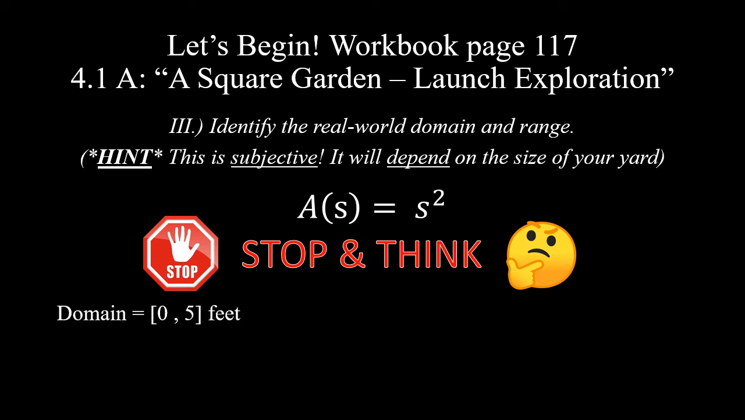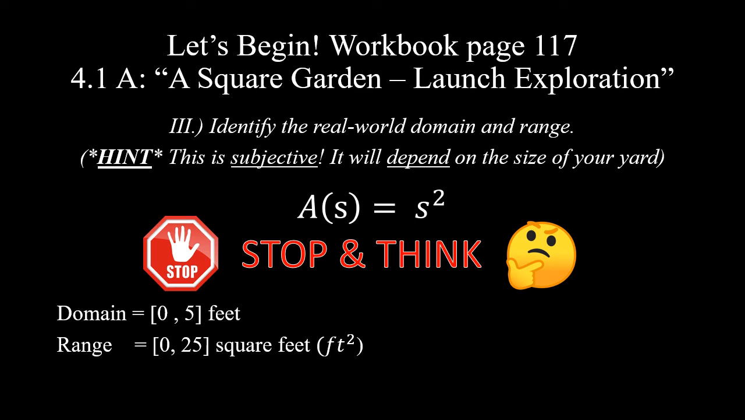So I decided that my domain was going to go from 0 to 5 feet. I could accommodate a square garden where the length of each side was 5 feet long, right? So, you know, it can start at 0 feet. So basically I would have no garden and I could go up to 5 feet, all right? Which means that my range, okay, would go from 0 to 25 square feet.